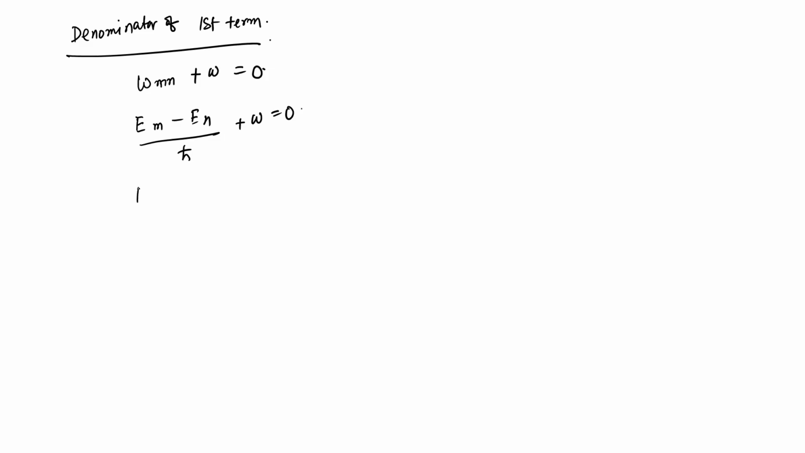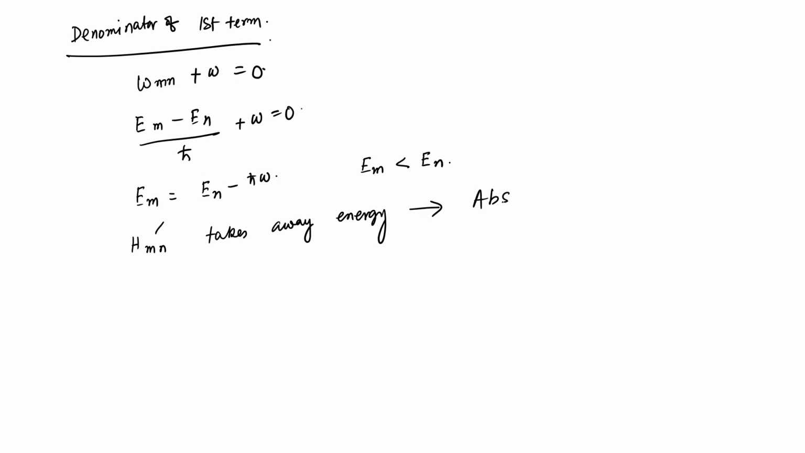So, this means that E_m equals E_n minus h cross omega, and so of course, this means that E_m is less than E_n. So, that tells you that basically your H_mn, the perturbation term, takes away energy. And when it takes away energy, it is called absorption.